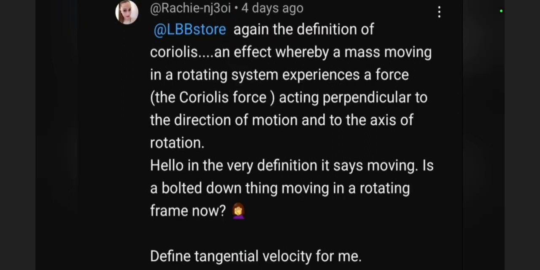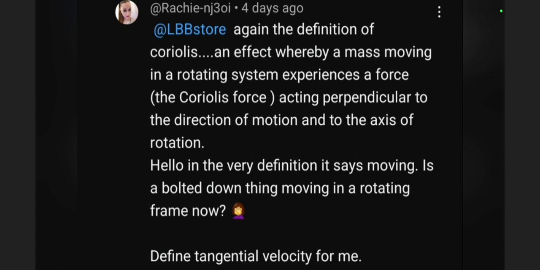Again, the definition of Coriolis: an effect whereby a mass moving in a rotating system experiences a force, the Coriolis force, acting perpendicular to the direction of motion and to the axis of rotation. Hello, in the very definition it says moving. Is a bolted down thing moving in a rotating frame now? Is a plane bolted down? Are objects moving within a rotating system bolted down? Are they moving as one, as in they are stationary on the floor, bolted down? No, they're not, are they?